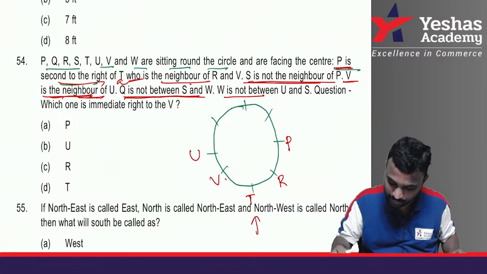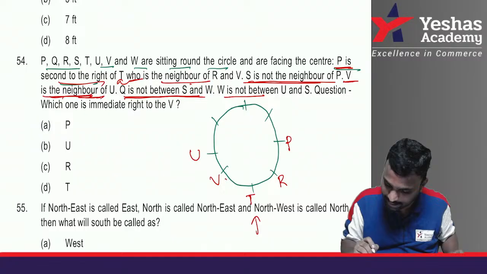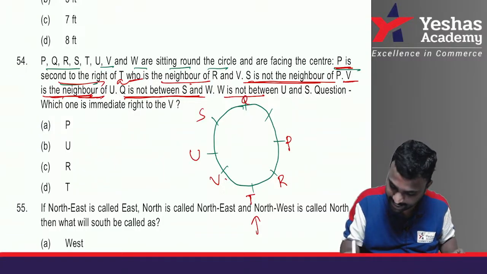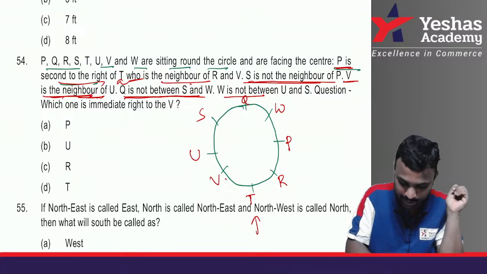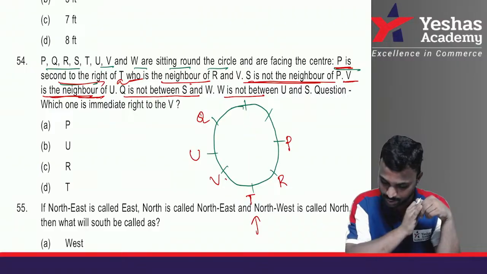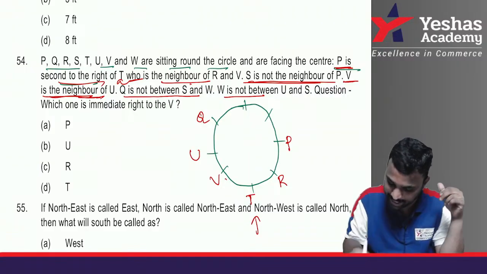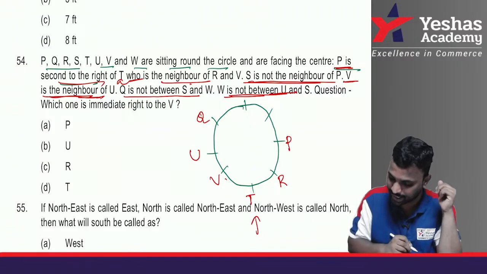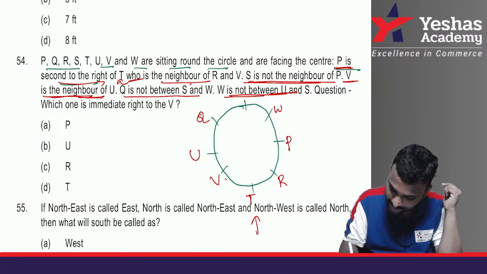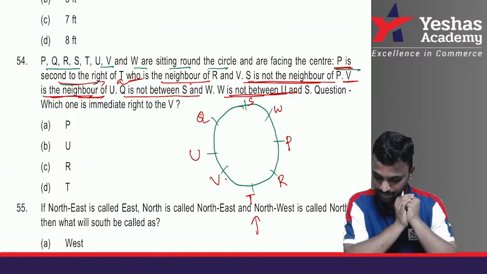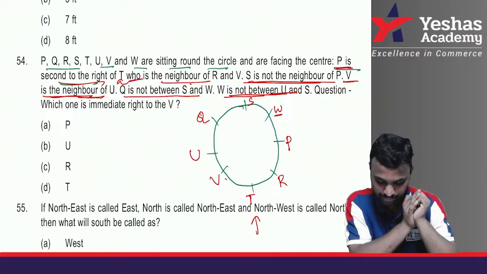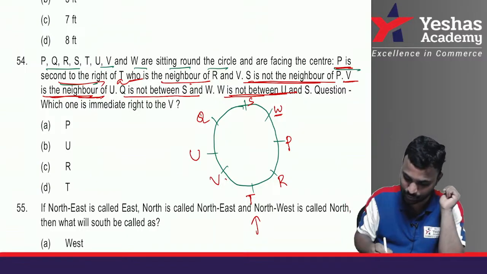Right. So where will Q be? Q cannot be seated here. If Q is seated here, definitely S and W position will come here. So definitely where can you place Q? Q can be placed here. Yes or no? And W is not between U and S. So can I place W here and S here? Yes. Now the question is what?